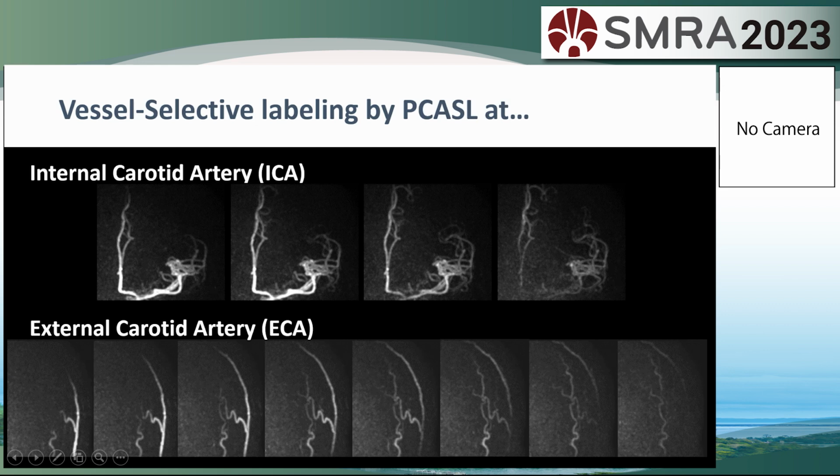In fact, in pulse ASL, it's not quite possible to label only the intracranial carotid artery without touching the common carotid artery, which also supplies the external carotid artery. So these images were acquired by using pseudo-continuous ASL.